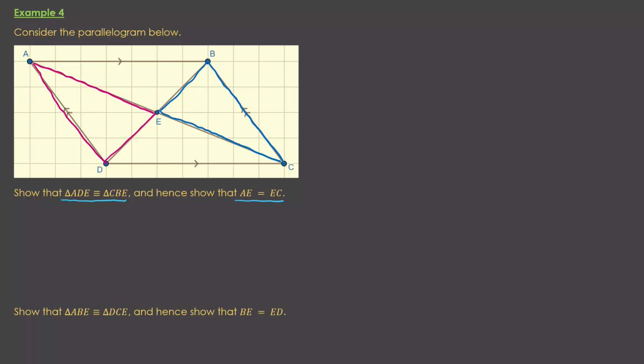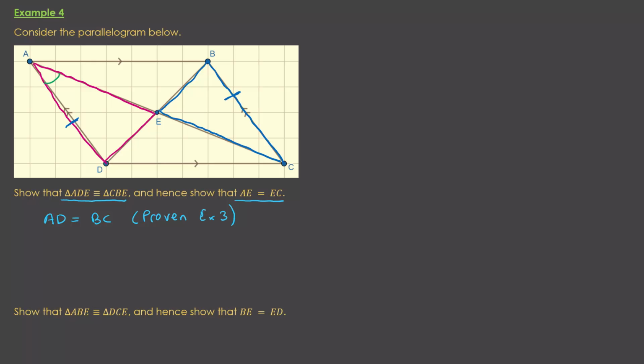In the previous example, we already demonstrated that the opposite sides are equal in length. So we have that fact. So we can start here by saying that AD is equal to BC. And I'm just going to put here proven, as we did that in the previous example.